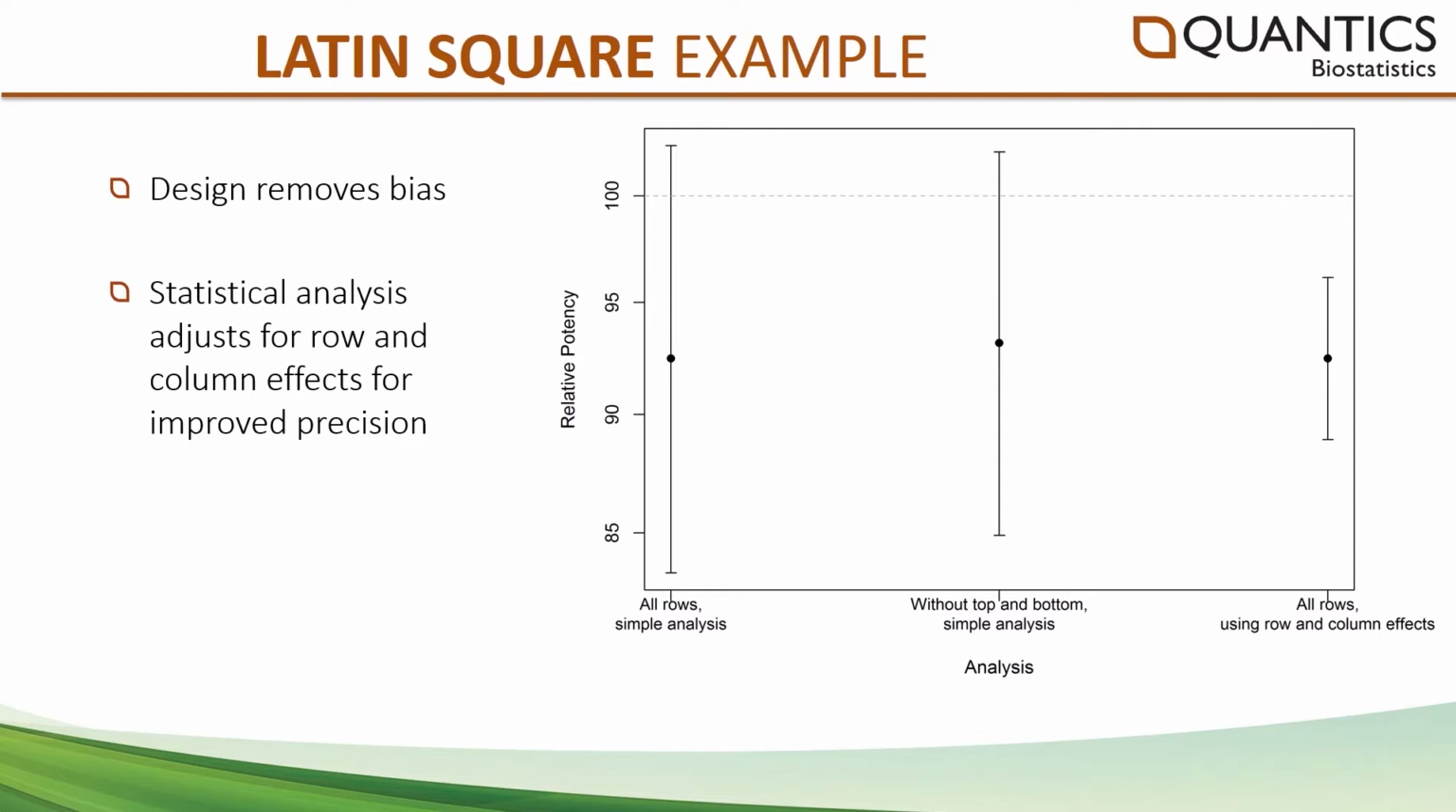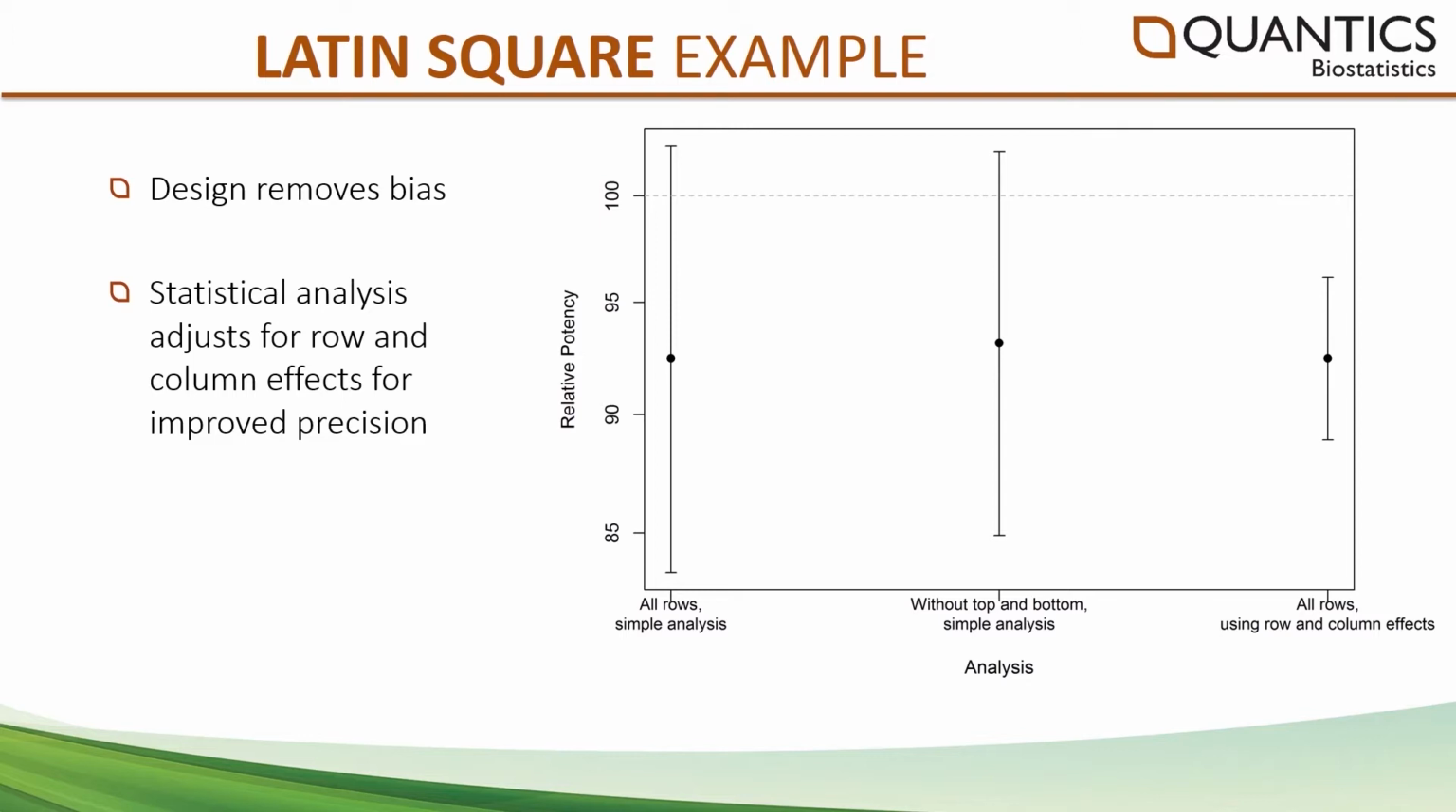The second estimate in the middle of the plot shows the relative potency estimate where we've deleted the top and bottom rows because we've seen that there's a row effect. So we've deleted the top row, we've deleted the bottom row, and just done a simple analysis. And what that's done is given a pretty similar estimate and a slightly tighter confidence interval. And that is because there is a strong row effect which is contributing to the noise in the data.